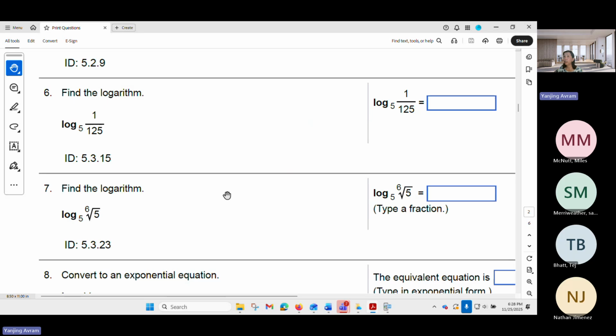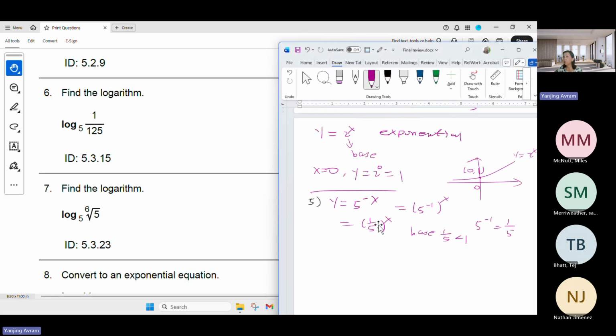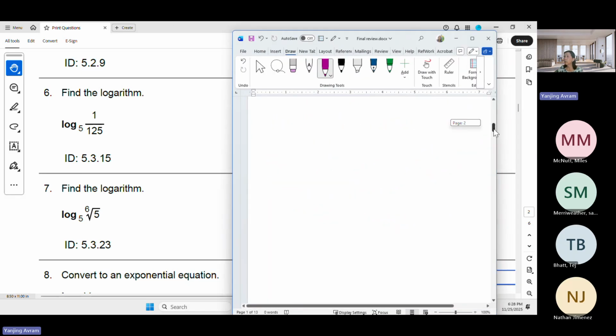Now we're going to find a logarithm. 5.2 was about the exponential equation, and in 5.3 we're going to have a logarithm. So what's a logarithm? Let's say I graph y equal to 2 to the x. If I switch it, the inverse of this one will be x equal to 2 to the y, because I switch the x and y.